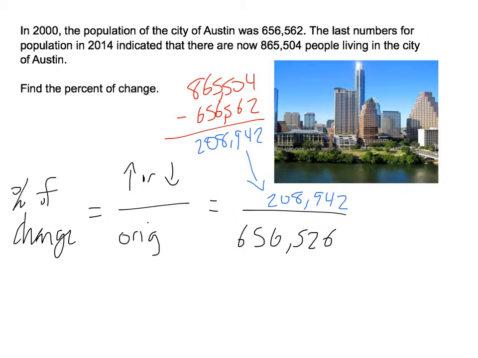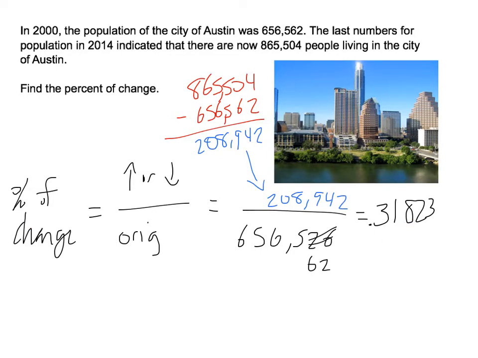And then we're going to take that number and divide it by our original amount, which was 656,562. Oh, I wrote that wrong, it should be 562. And when you do that, here's what you get: 0.3182236511. Okay, so we are looking for the percent of change.